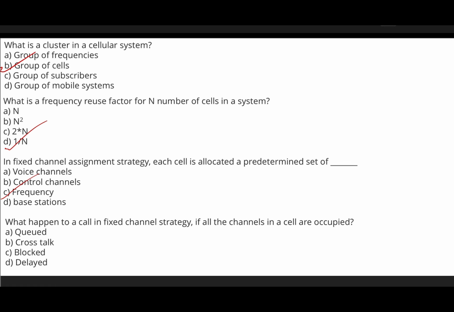We know that in fixed channel assignment strategy, a particular number of channels is allocated to a fixed cell. If the traffic is more than the allocated channels, then what will happen? Since there are no available channels in the cell, the calls will be blocked. So, the answer is option C.